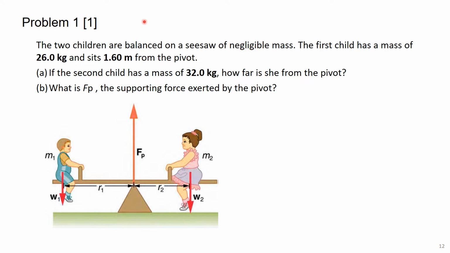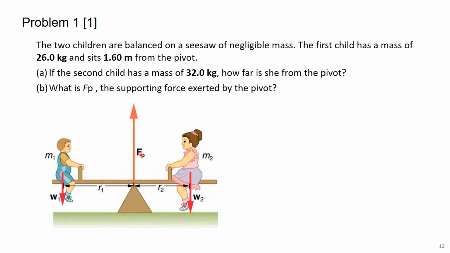And the question says the children are balanced. Now what does that mean? That means the system is at static equilibrium. So if the system is at static equilibrium, it means that the torque generated by the two weights must cancel each other. So net torque must be 0. So you can choose a pivot. Now where would you choose a pivot? It makes sense to choose a pivot where the unknown force is.